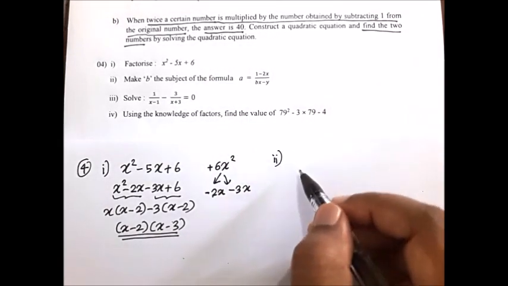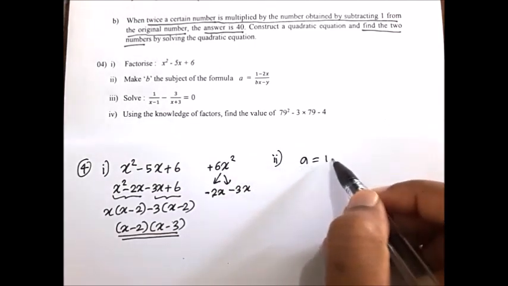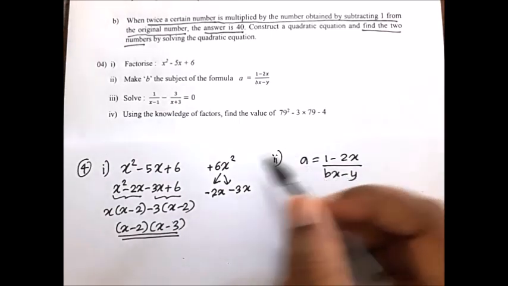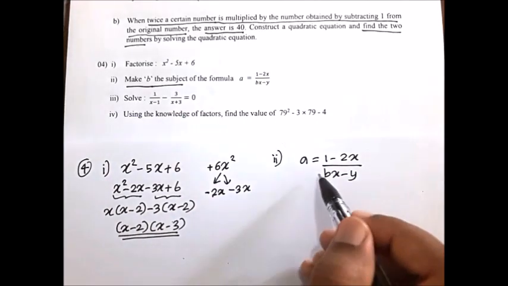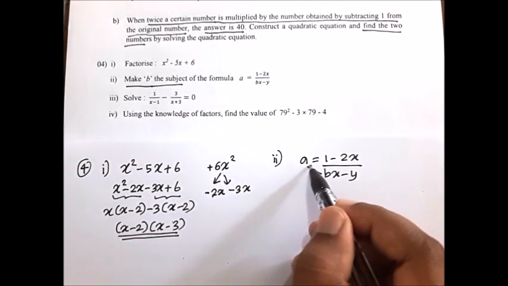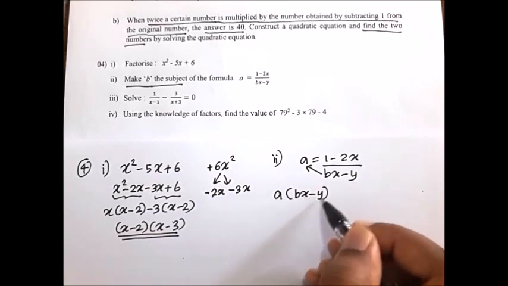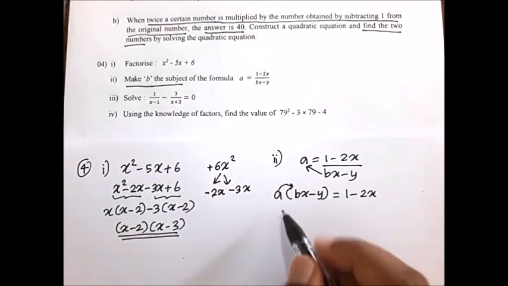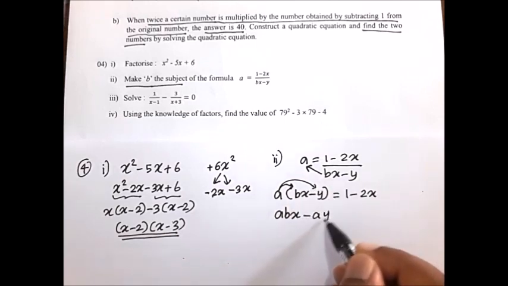Then the second part. A equals 1 minus 2x divided by bx minus y. Make b the subject. First I am going to cross multiply by this term. A multiplied by bx minus y equals 1 minus 2x. First remove the brackets here. A into bx, a multiplied by minus y, minus ay.